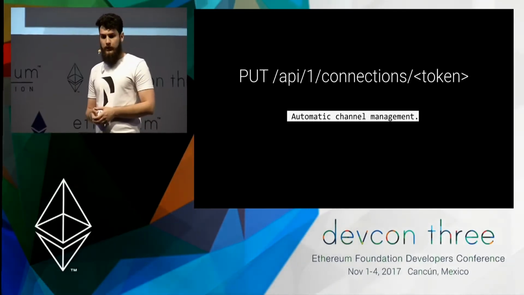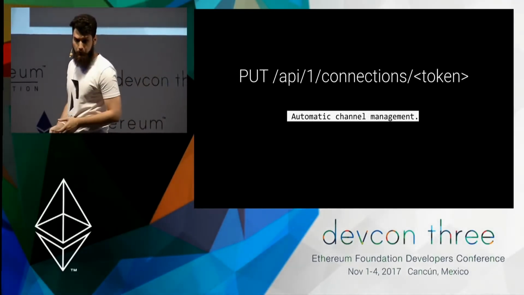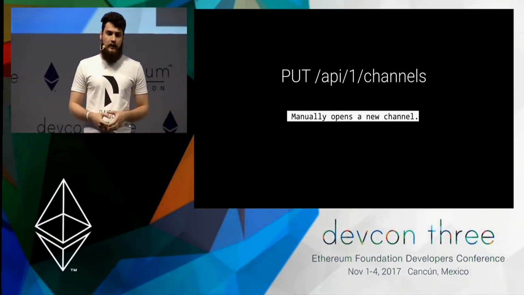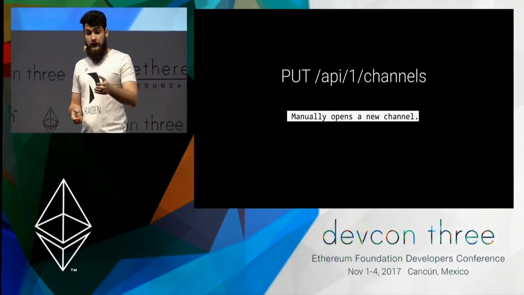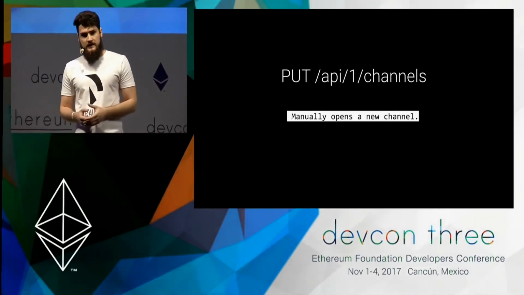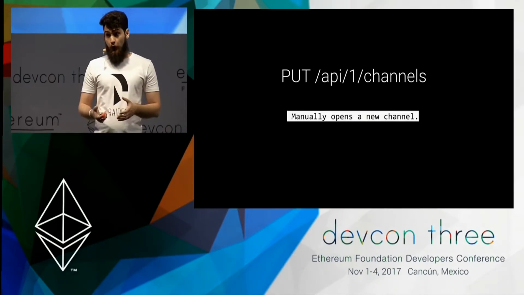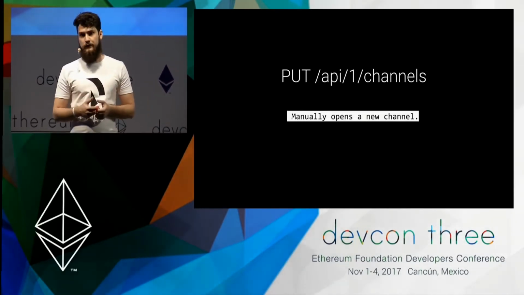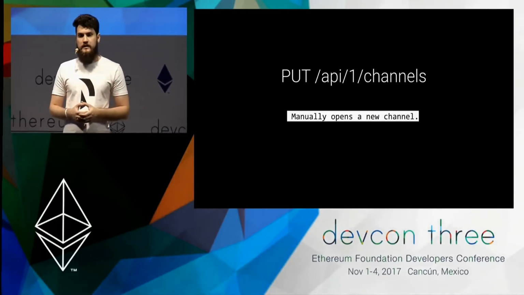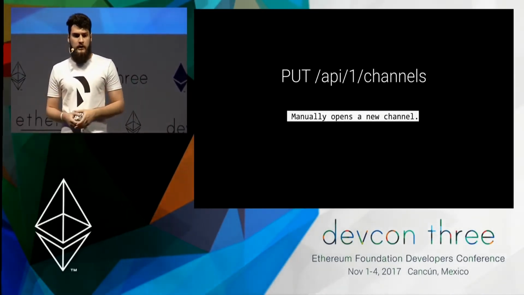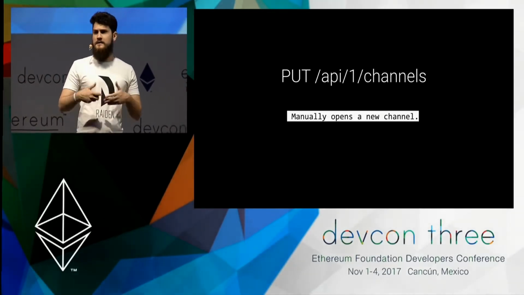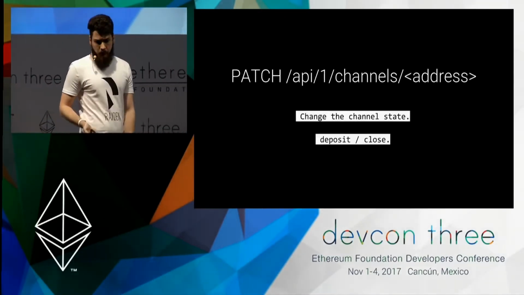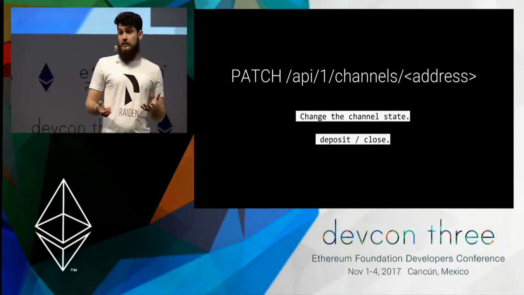You can use it with the PUT verb in the API 1 connections endpoint. If you don't want to use the automatic management, you can open channels by hand. That's done by the PUT verb in the channels endpoint. That's basically the same thing, but you're going to manage the channels on your own. You just specify everything that you want to use in the JSON that's going to be sent to the server, and Raiden will use the data that you provide to open channels. So everything like the token address, the amount of funds, and the target node that you're connecting to is defined by you. So these are the 2 APIs for connecting to the network.